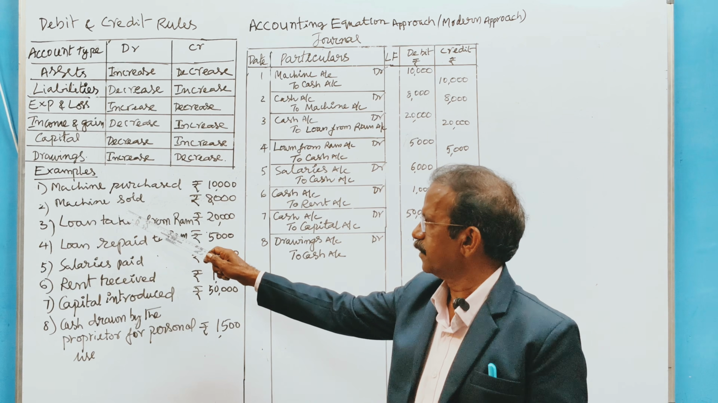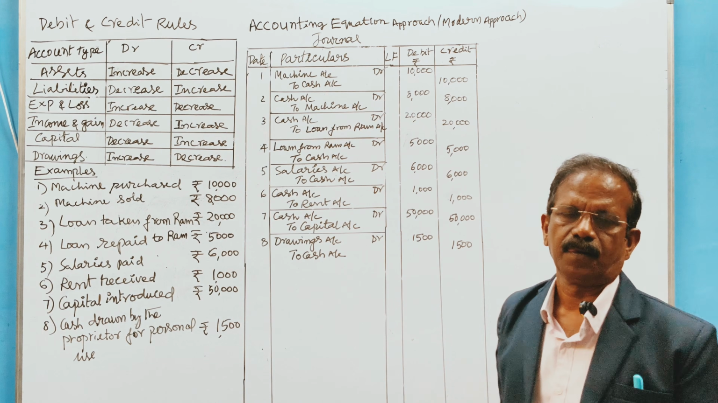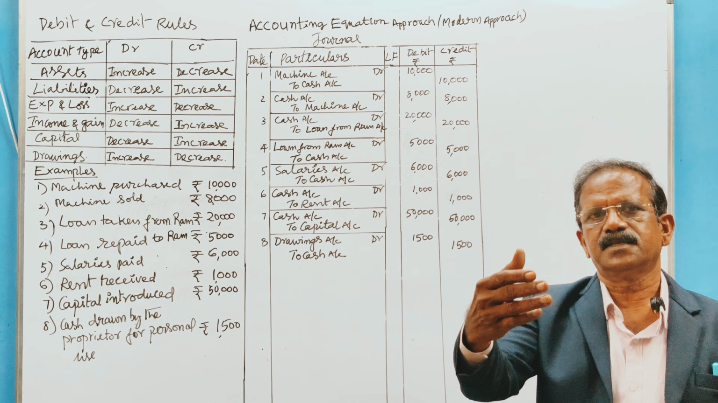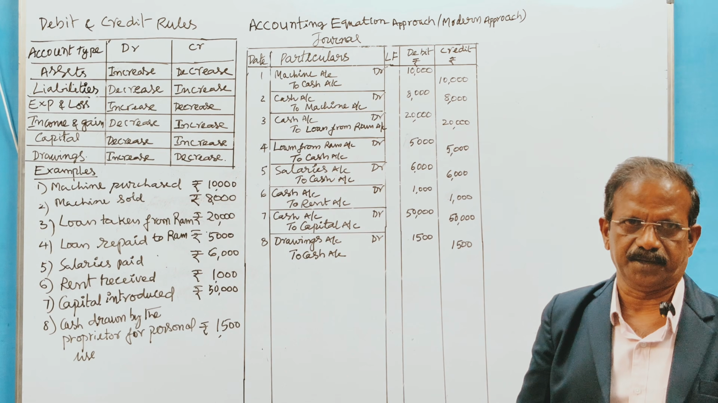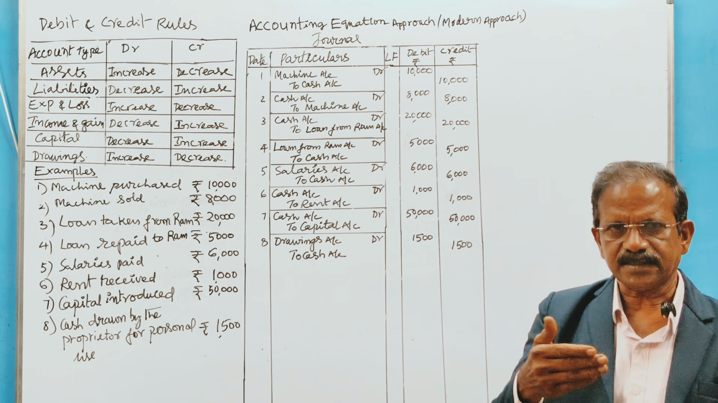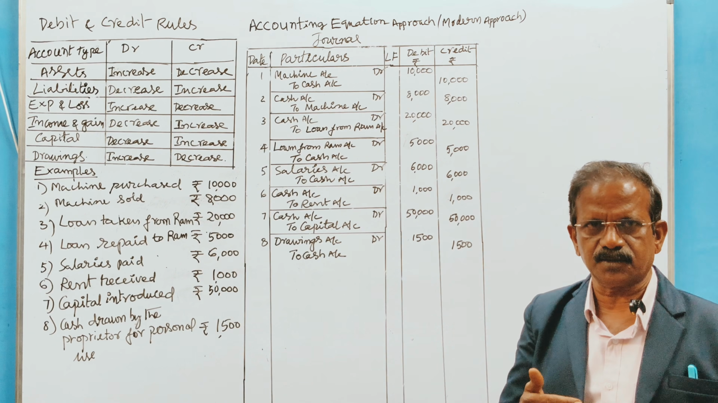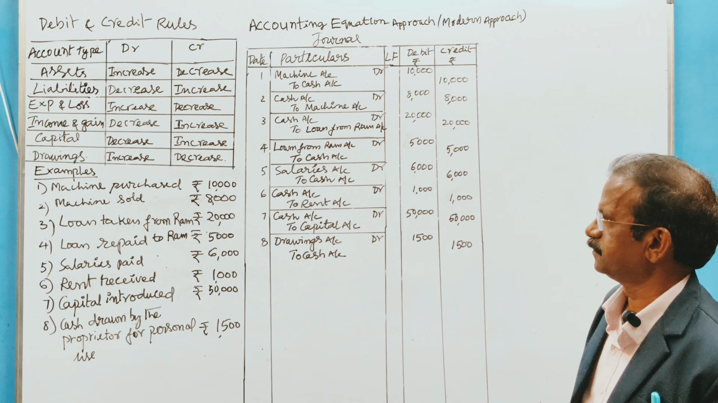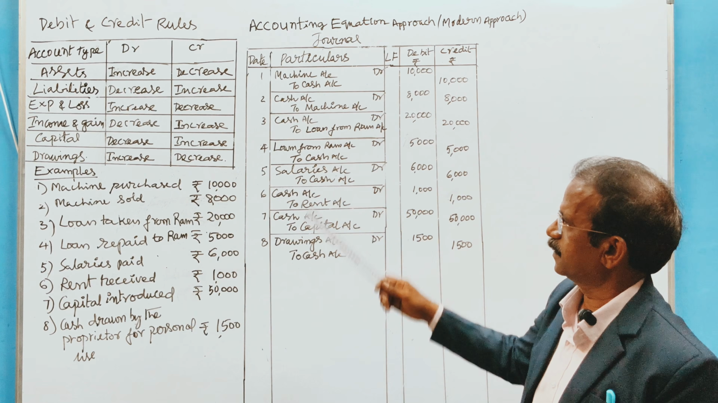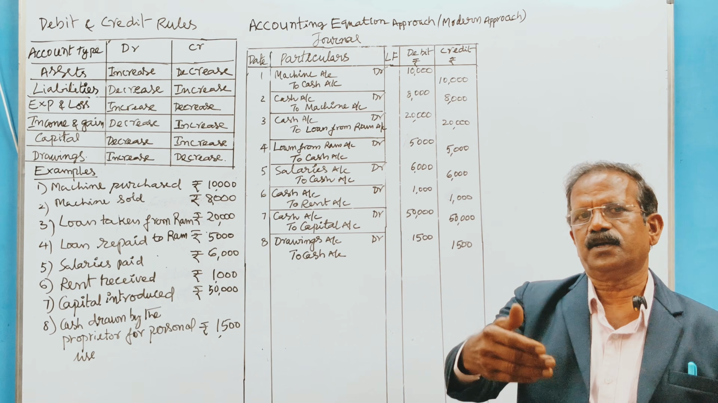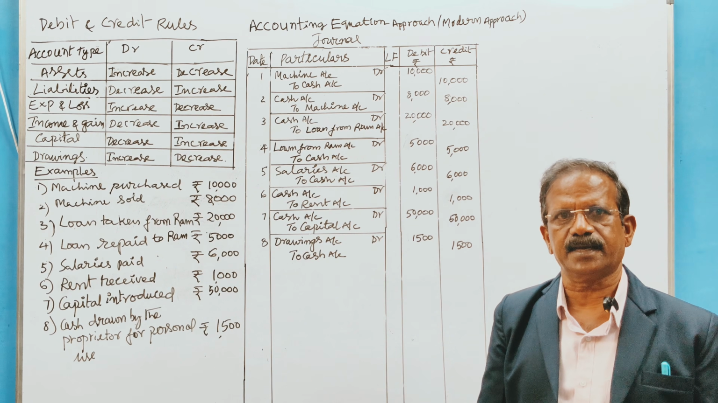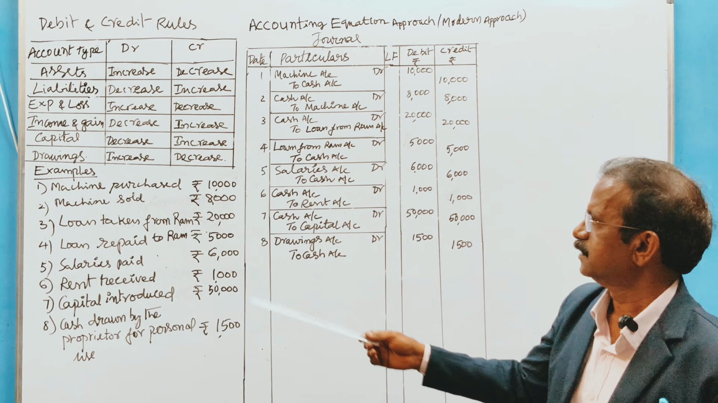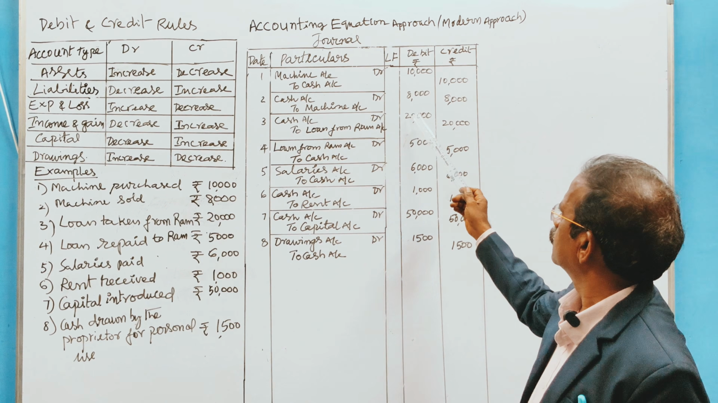Let's take second example. Machine sold. In machine sold, what we observe, machinery is going out, cash is coming in. Here cash is an asset and it is coming into the business. That's why cash account is to be debited. Here cash account is debited. And machinery is going out, that is also an asset. Since it is going out, it is decreasing in the business. That's why machine account is credited.